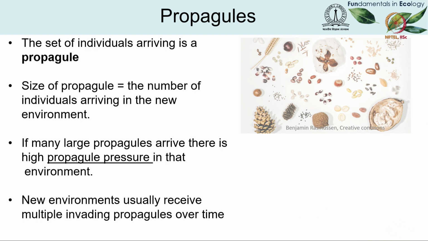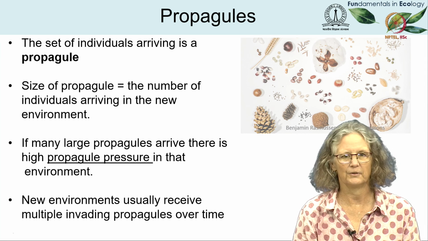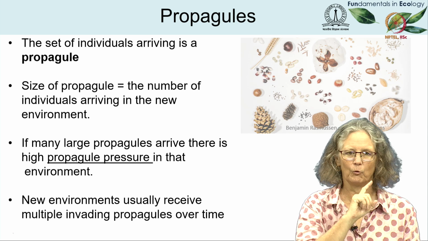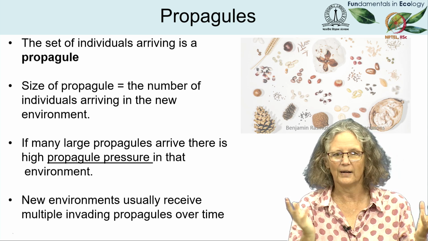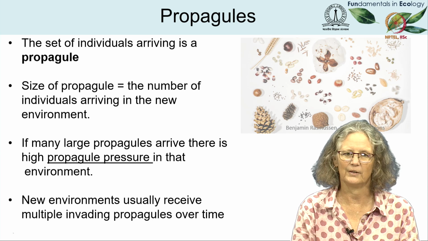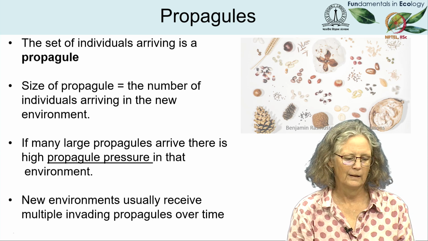The thing that gets transported, again, is the propagule. And the size of the propagule is the number of individuals that arrive to a new environment. So you can imagine that, say, we move some livestock forage from one country to another country. It's not just going to have one seed of an invasive species. It might have 100 seeds, or 5,000 seeds, or some number of seeds, and that's the size of the propagule.